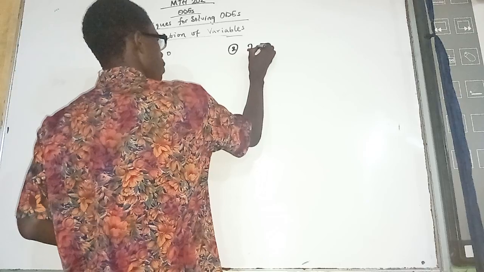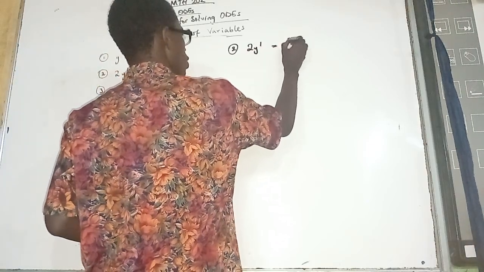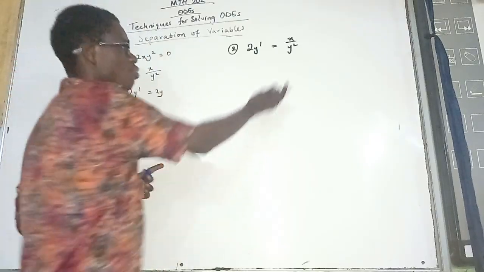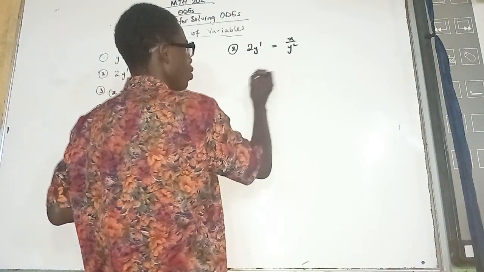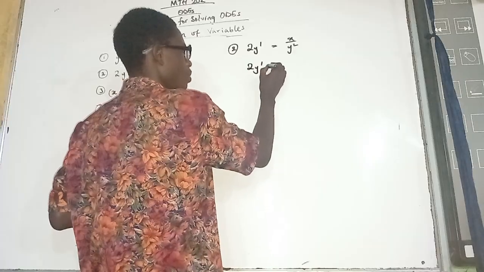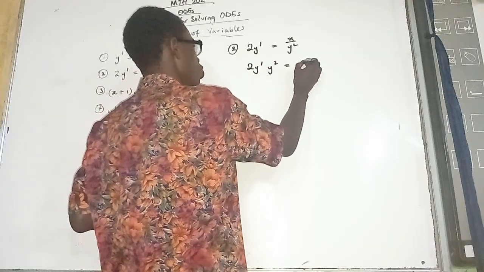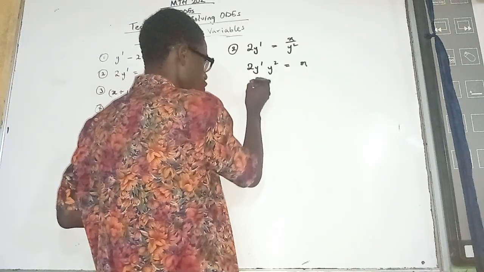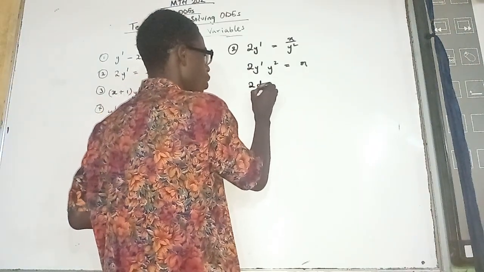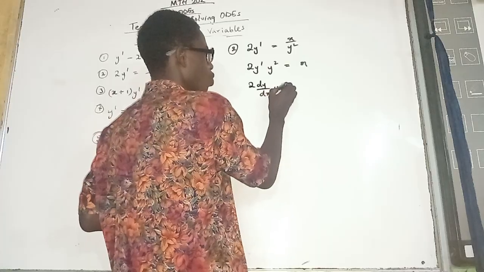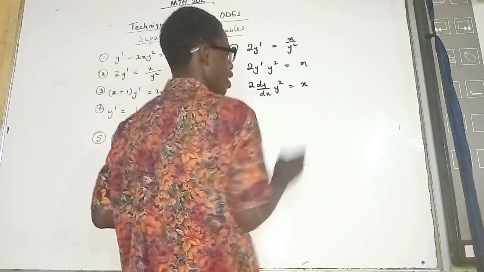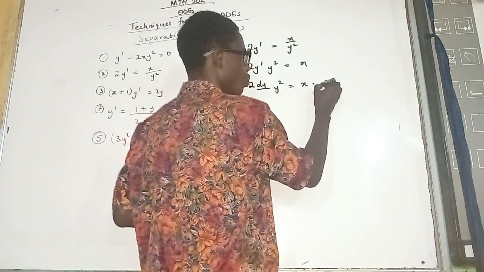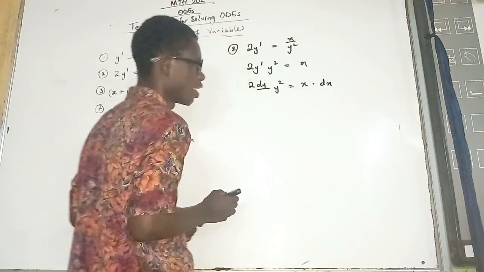We have 2y prime equals x over y squared. So as easy as multiplying through by y squared, I have 2y prime y squared equals x. Now I can easily multiply through by dx. We write this as 2 dy/dx y squared equals x. When you multiply through by dx, this is going to leave here and we have dx on this side.